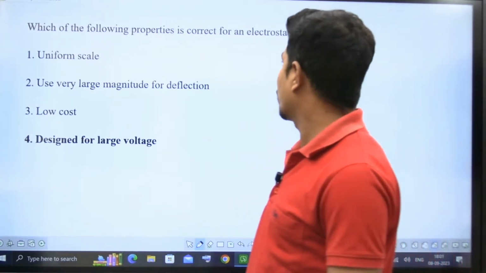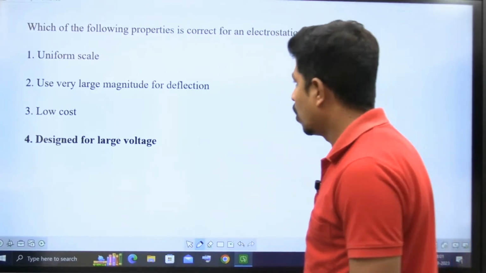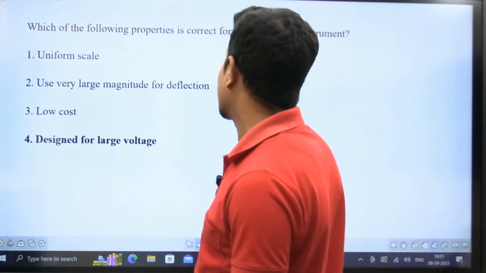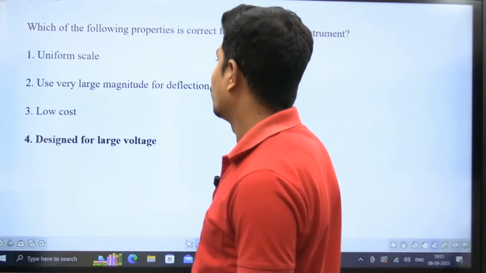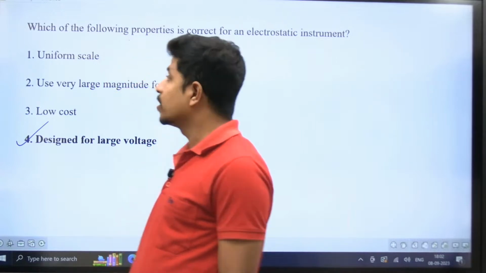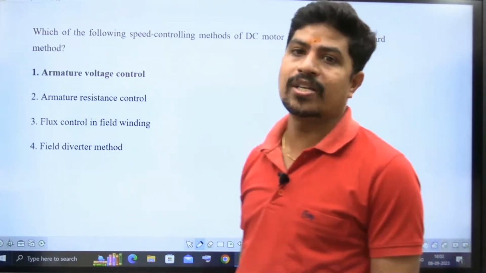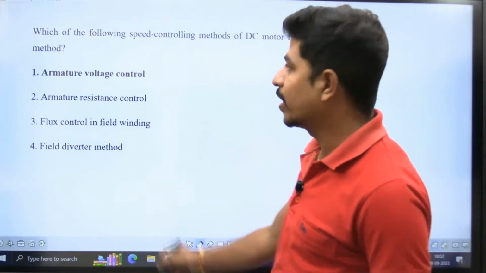Which of the following properties is correct for an electrostatic instrument? Uniform scale? No. Use very large magnitude for deflection? No. Low cost? No. Designed for large voltage? Yes. Electrostatic instruments are designed for dealing with large voltages. That is very much true for electrostatic instruments.